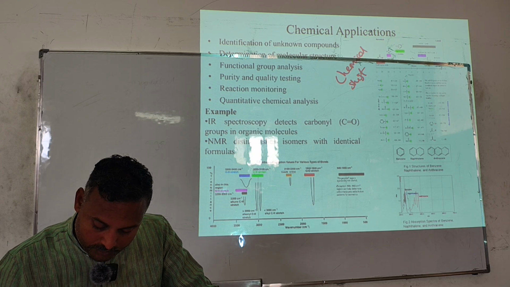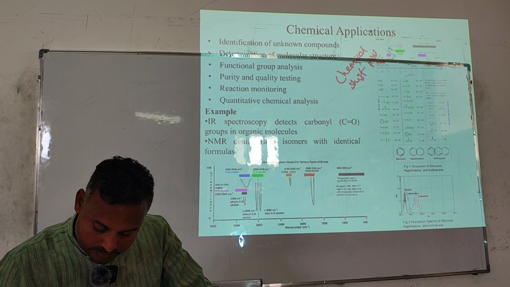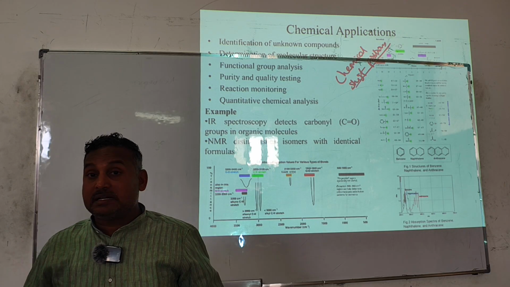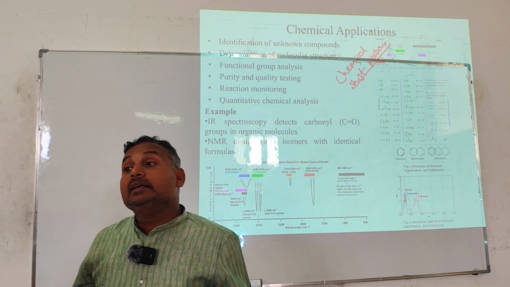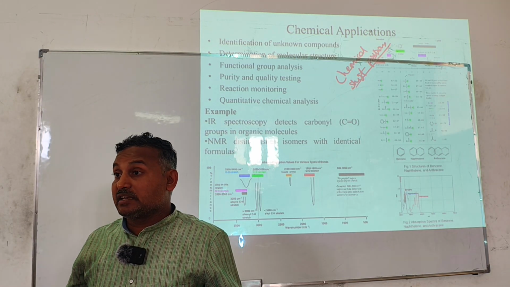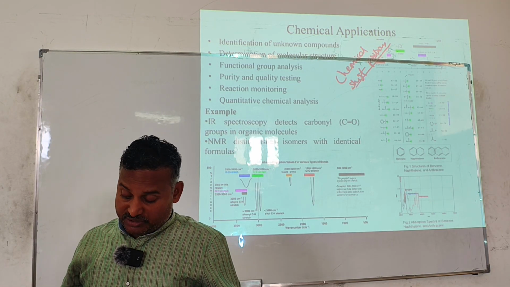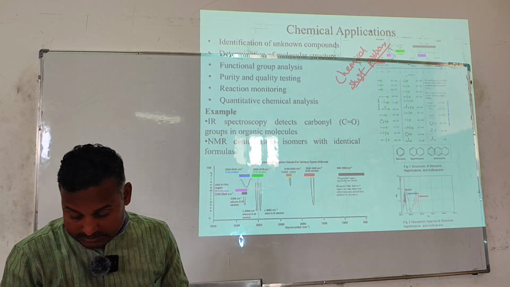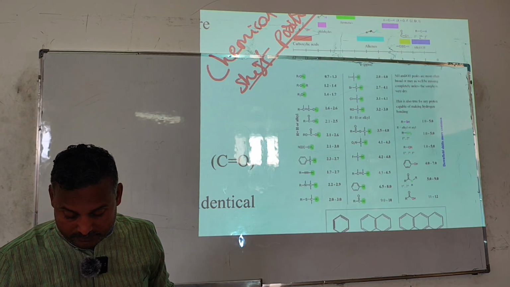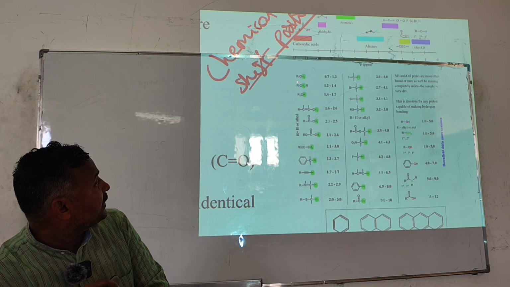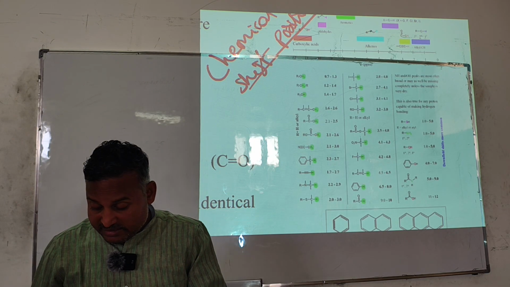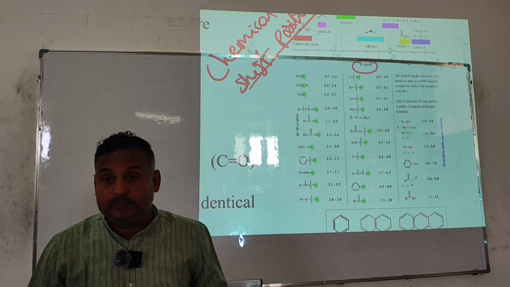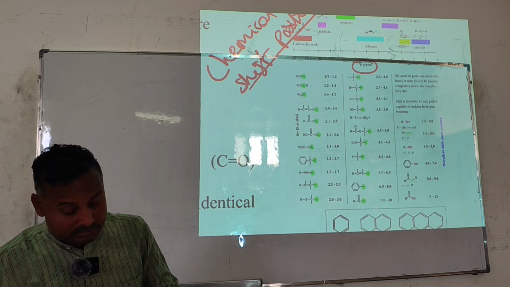Chemical shift positions. This is NMR data. In NMR, we get data called chemical shift positions, and this is the kind of data. Have a look here. These are different types of protons, and these are chemical shift positions. This is the delta scale.